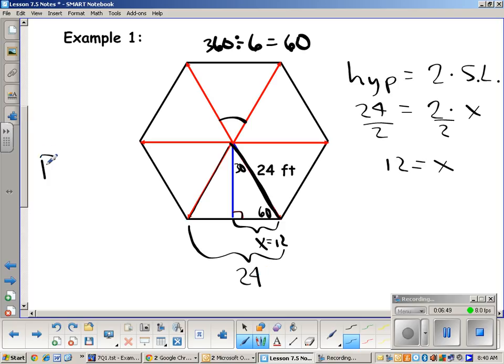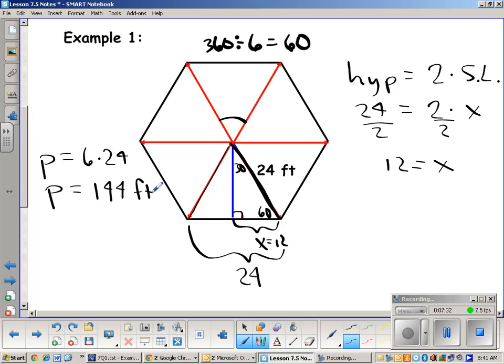So what is my perimeter going to be? How do you find the perimeter of something? Add all the sides up. How many sides do I have? 6. And they're all 24 long, right? So 6 times 24 is 144. And perimeter is not area, so it's not square units, so it's just 144 feet.